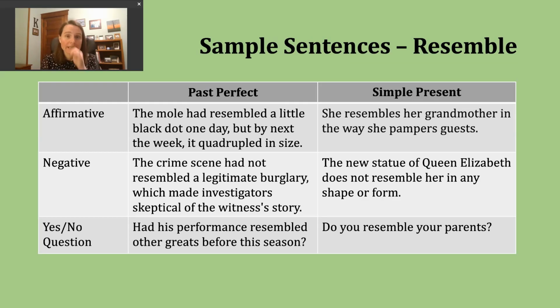To make sentences in the past perfect, we're going to follow the same pattern, no matter what our subject is. So in the affirmative, we'll start with our subject, we'll use had, and then our participle form of the verb. Let's take a look at an example. The mole had resembled a little black dot one day, but by the next week, it quadrupled in size.